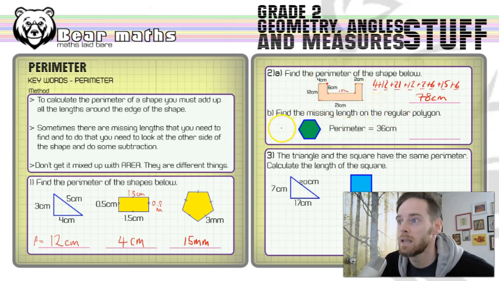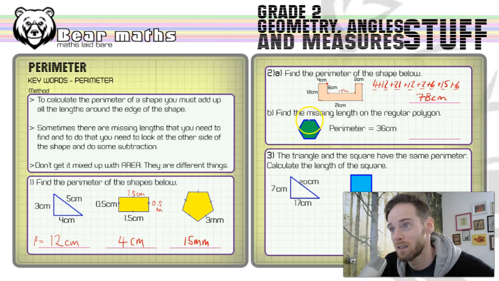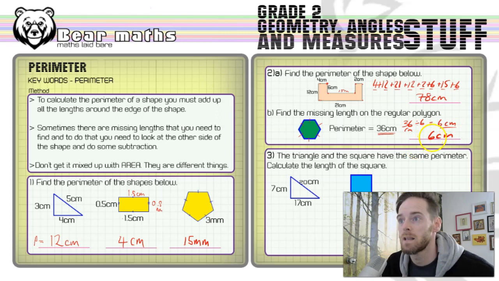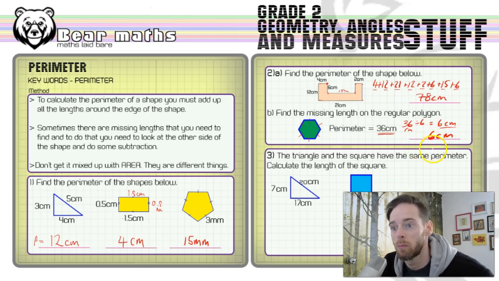Okay, now B, find the missing length from the regular polygon. All right, and remember what I mentioned earlier, regular pentagon was this one over in question number 1. This one's a regular polygon, doesn't say how many sides it's got, you can see it. All right, 1, 2, 3, 4, 5, 6, all sides are the same length. So if we know the perimeter is 36 centimeters, all we need to do in this instance is 36 divided by 6. So 36 centimeters divided by 6 sides is going to give us 6 centimeter lengths. Okay, so 6 centimeters is the missing length on the regular polygon.